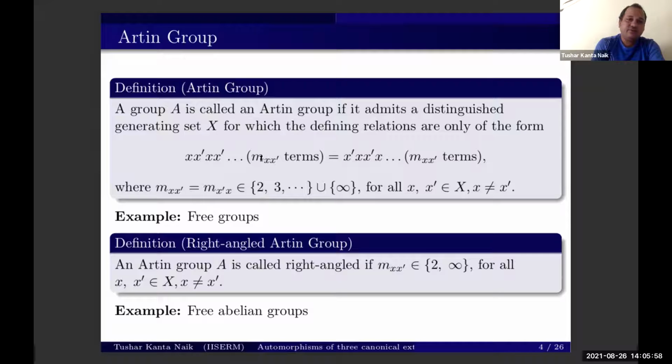And here note that when this m_{xx'} is 2, we have x x' equal to x' x. That means x commutes with x'. And in this case, if all m_{xx'} are either 2 or infinity, we call the Artin group a right angled Artin group. And for example, free abelian groups are right angled Artin groups. And similarly, we define the Coxeter groups also.